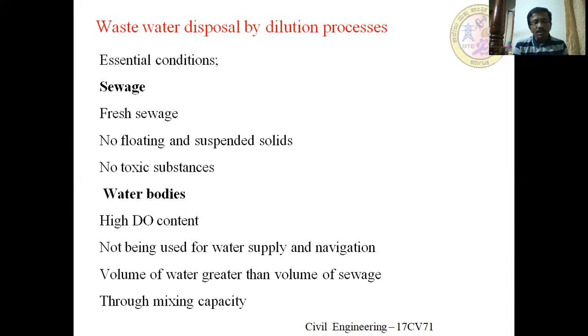Volume of water greater than volume of sewage. Definitely, if you go for dilution, dilution means you reduce the concentration of the wastewater. How? If the volume of the receiving water body is greater than the volume of sewage. For example, if the running water body has a discharge of 100 meter cube per second, and sewage has a discharge of 1 meter cube per second, then the volume of the sewage is too less when compared to the volume of water. Then we may go for the dilution process. So here the ratio is 1 to 100. But the volume of the river or running water body is only 10 meter cube per second.